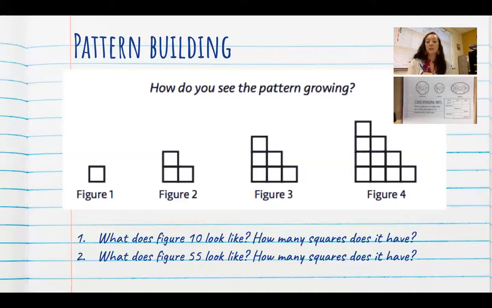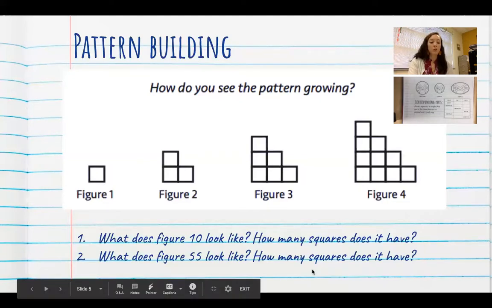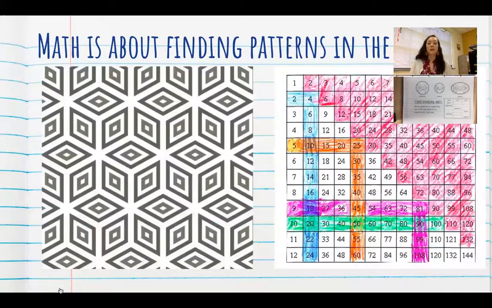Some people see it as building on the bottom. Some people see this as building on the sides. Some people see this building diagonally. So it's all in how you see it, okay? And then figure 55, you can figure it out, okay? So math is all about finding patterns in the world. That's what we're going to try to do this year, is make sure we see patterns in things, okay?